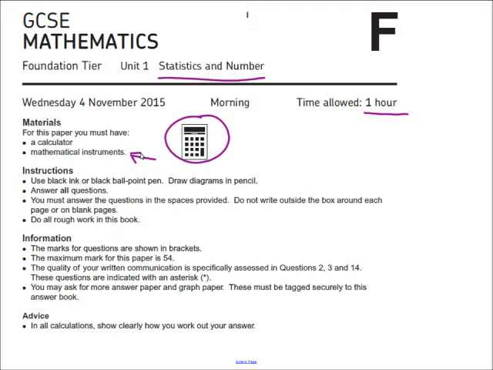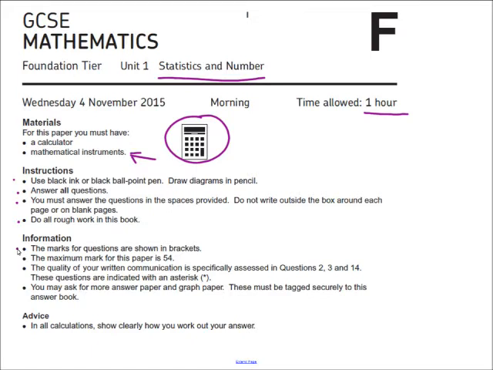The instructions are pretty standard in all of the papers, where you have to use black ink, answer all the questions, use the space provided and do rough working out in the book, just in case what you're doing is worth some marks. Under the information, the marks for the questions are shown in the brackets, so make sure you've got enough stages to get all of the marks. Don't forget, an answer is only worth 1 mark in exams. It's the working out where most of the marks are.